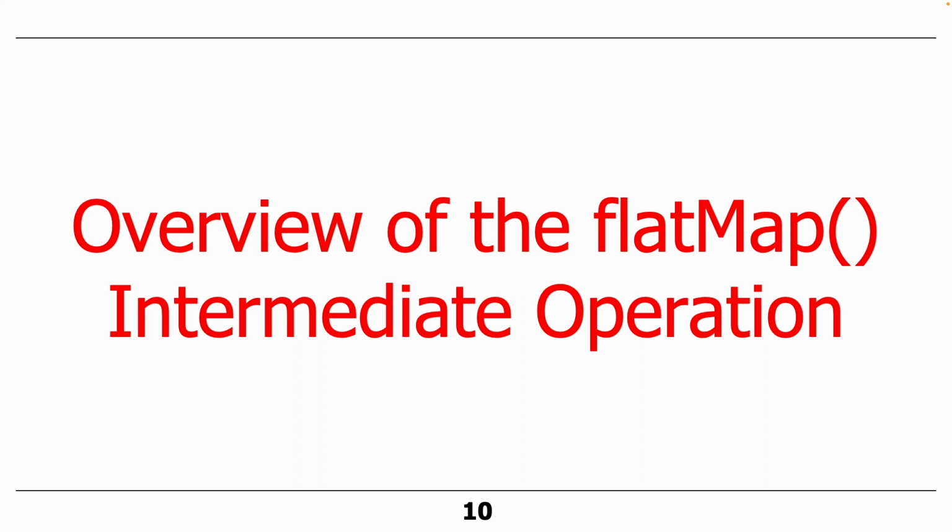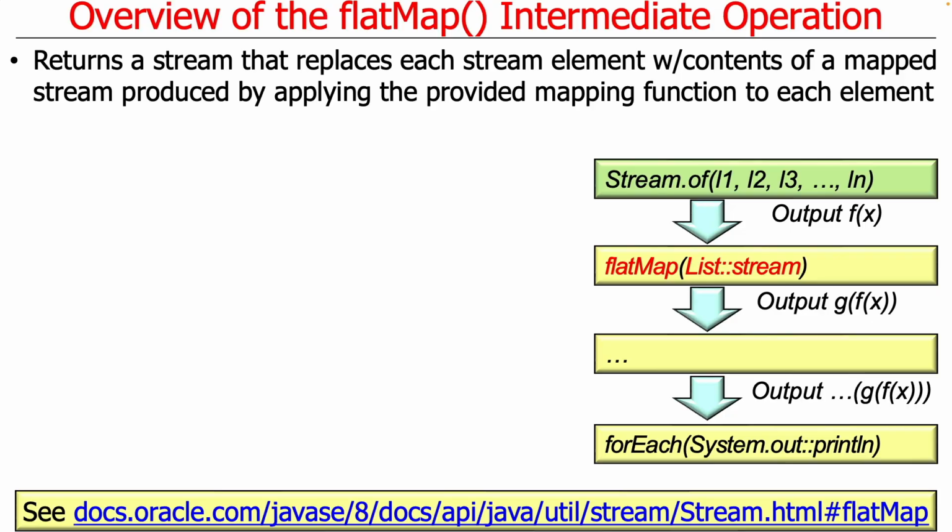Now let's talk about the flatMap operation. This is a more interesting operation in many ways than what we've talked about so far. So what it does is it returns a stream that replaces each stream element with the contents of a mapped stream provided by applying the provided mapping function to each element. Now, at first glance, it's like, gosh, that sounds pretty much exactly like map. How does it differ? Well, you'll see it differs in a very important way.